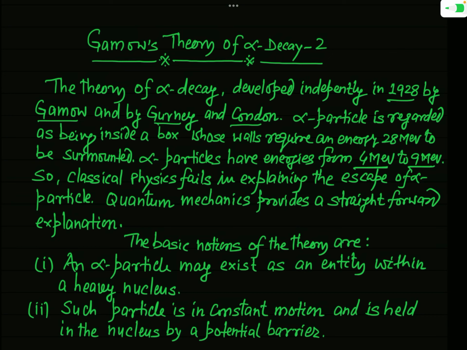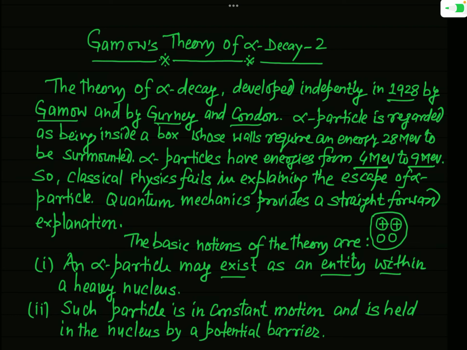What is the main basic fact on which this theory proposed particularly by Gamow is based? I have mentioned it here. The basic notions of Gamow's theory of alpha decay are the following. First of all, we say that an alpha particle exists as an entity within the heavy nucleus. Inside the heavy nucleus there are nucleons, that is protons and neutrons, and two protons and two neutrons form a system which is the alpha particle. In this theory it is assumed that this combination of two protons and two neutrons already exists inside the nucleus, and this alpha particle is emitted from the nucleus by the barrier penetration principle.